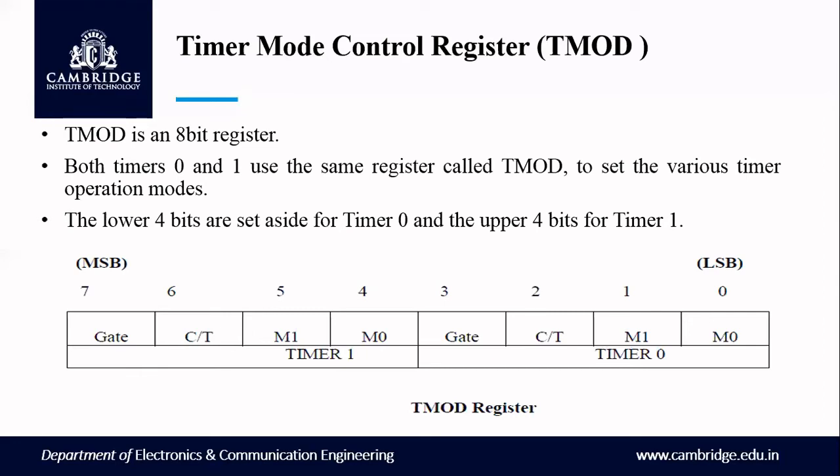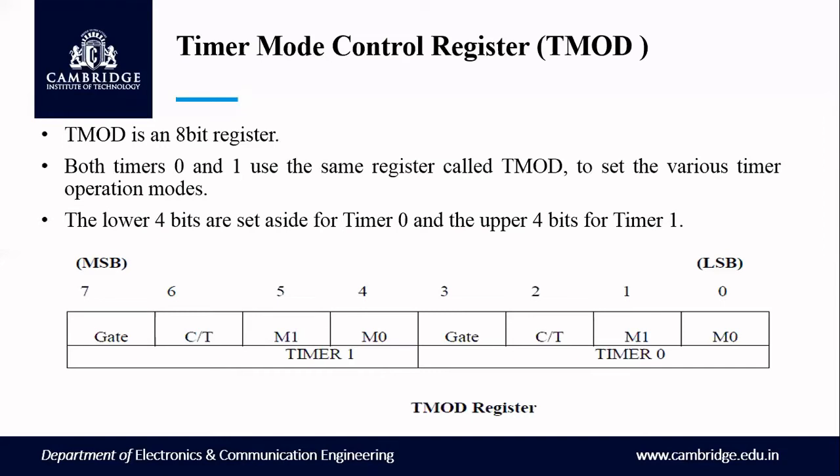So if you are using timer 0, it means you are not using timer 1. So the higher 4 bits should be made 0, and we need to configure only the 4 lower bits. In that, we need to understand each field. Here we have M0, M1, C/T bar, and gate. M1 and M0 bits indicate the mode of operation. C/T bar indicates whether a timer is used as a timer or a counter.